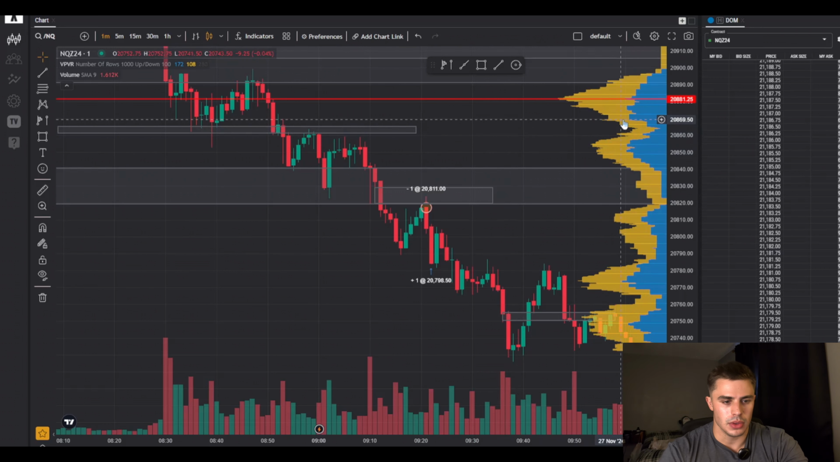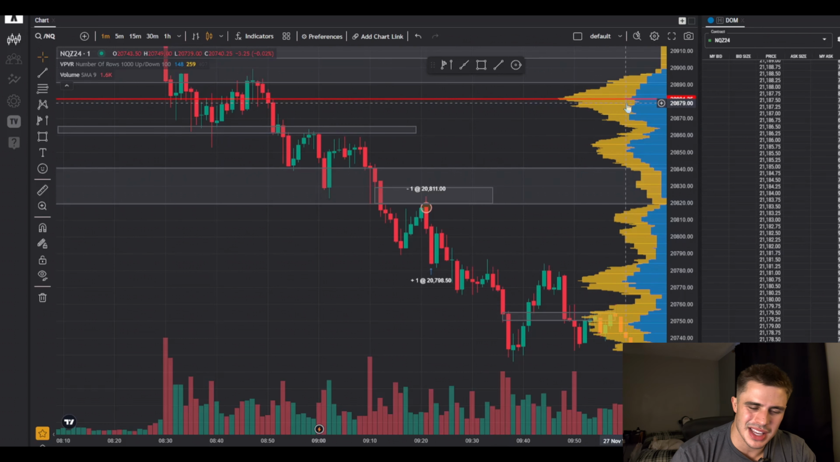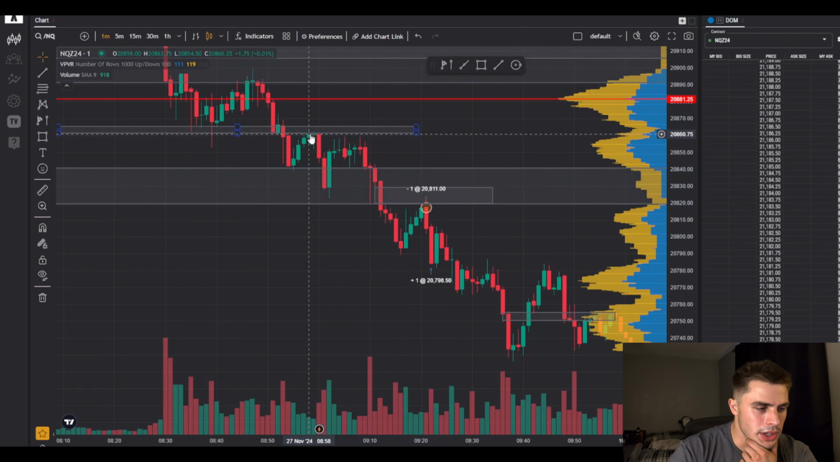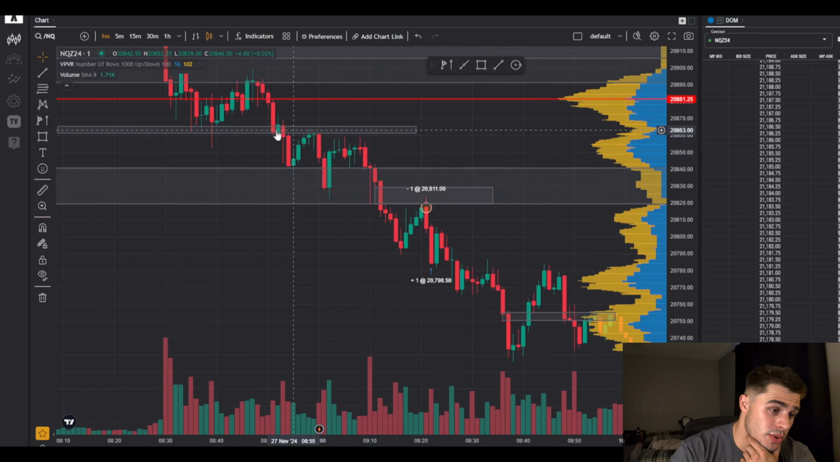In hindsight, if you look on the right, you can see these gaps. When it's happening live, you don't really know exactly what the volume profile is going to look like. So take that with a grain of salt. But if you look here, we respect this low volume node. There's no gap here either.